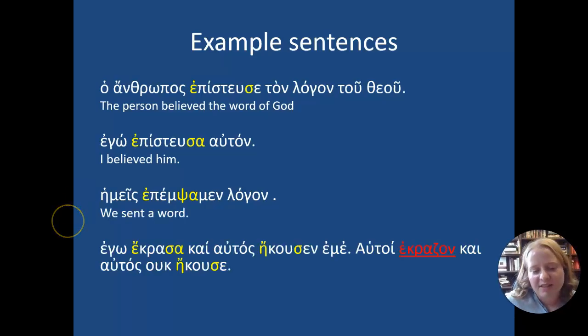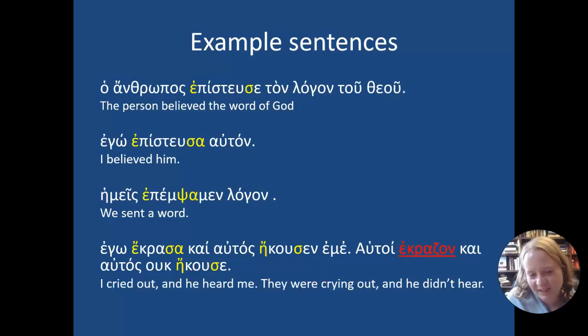Ego ekroxa kai autos ekusen eme. Autoi ekroxon zon. Do you see how that's different? That's intentional. Kai autos uk ekuse. I'm trying to show you what they would look like. So it's like I cried out ekroxa. So that's in the aorist. And he ekusen. He heard me.